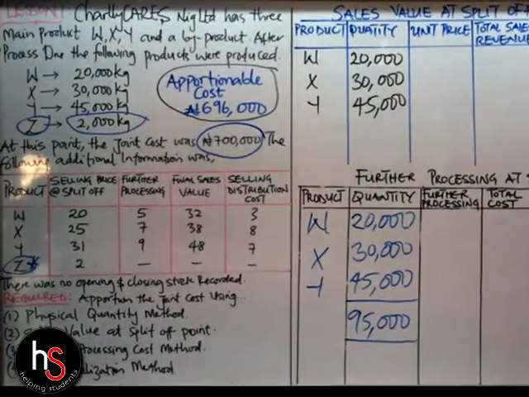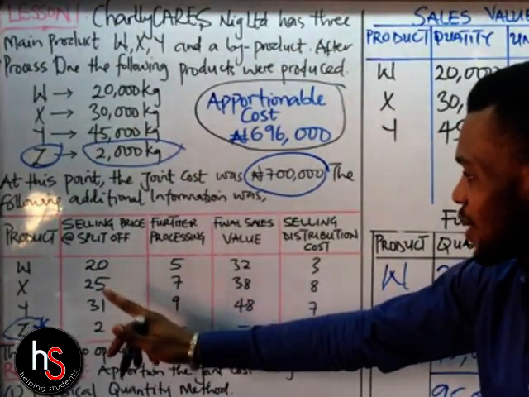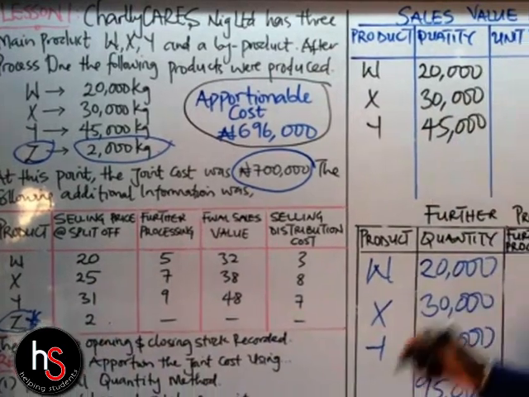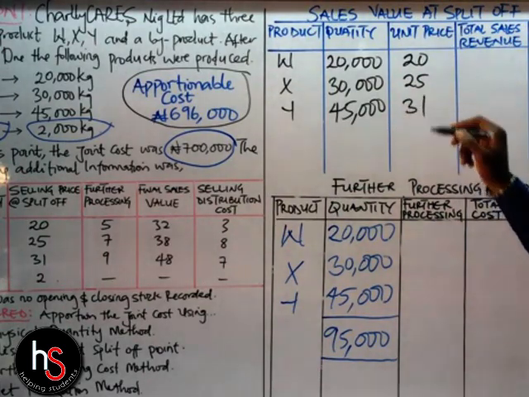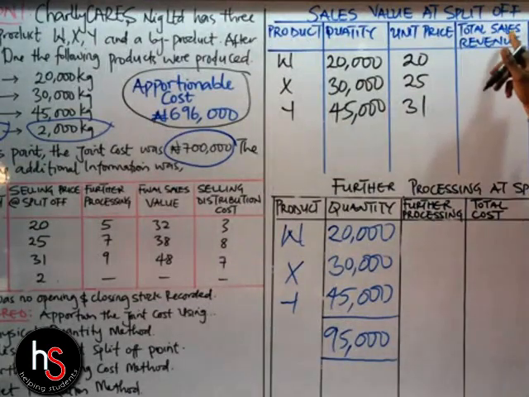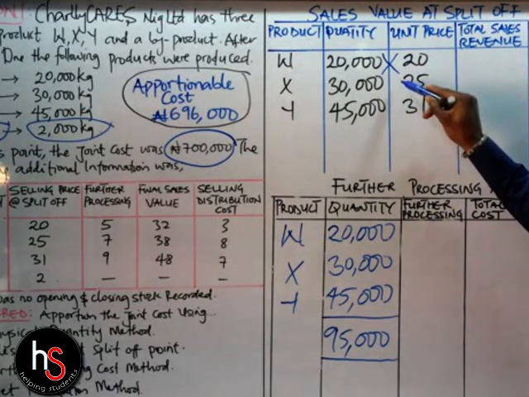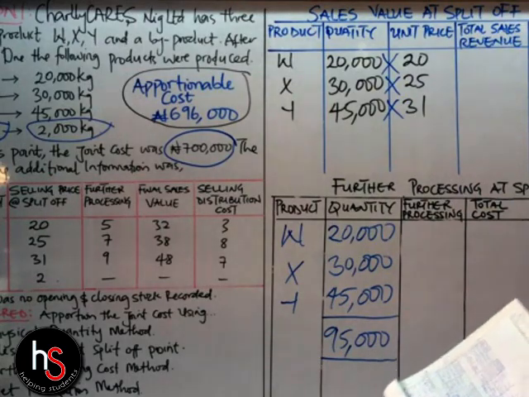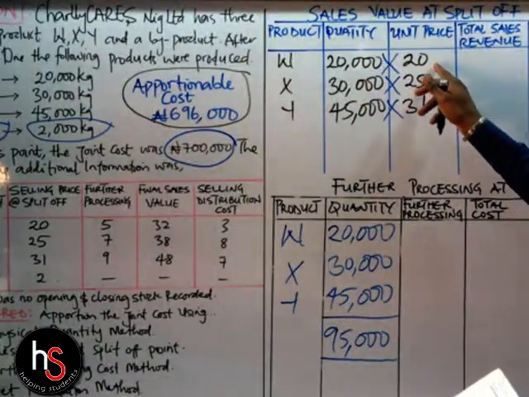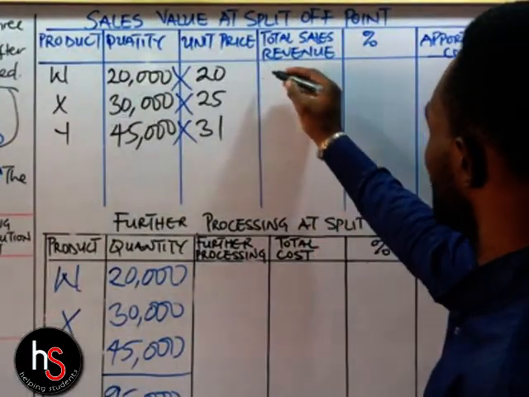Now, the unit price. Let's come back to the question. The question has given us the unit price as well, which is 20, 25, and 31. So we have 20, 25, and 31 as the unit price. Now the total sales. To get our total sales value, we multiply our quantity with our unit price. So we say 20,000 times 20. It gives us 400,000.